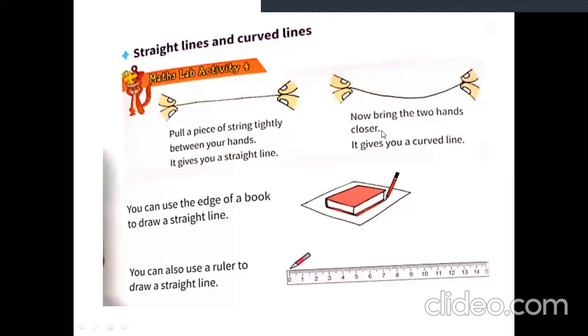Now bring two hands closer. When you pull apart, it shows a straight line. When you bring the two hands together, it shows a curved line. Now, with a book you can draw a straight line, or else you can use a ruler to draw a straight line. Ruler is nothing but a scale. It is better to use a scale to draw a straight line.